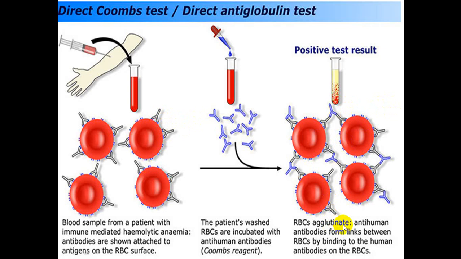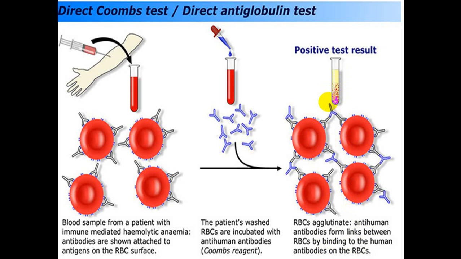Red blood cells agglutinate. Anti-human antibodies form links between red blood cells by binding to the human antibodies on the red blood cells. This is a positive Coombs test, or direct antiglobulin test.